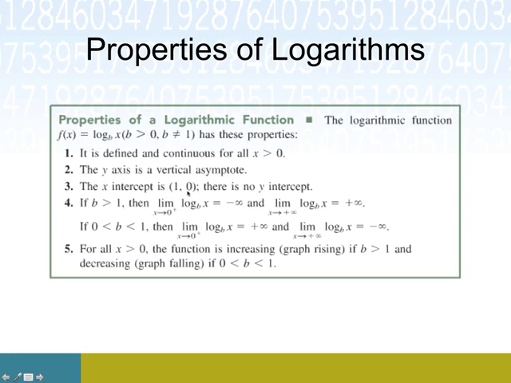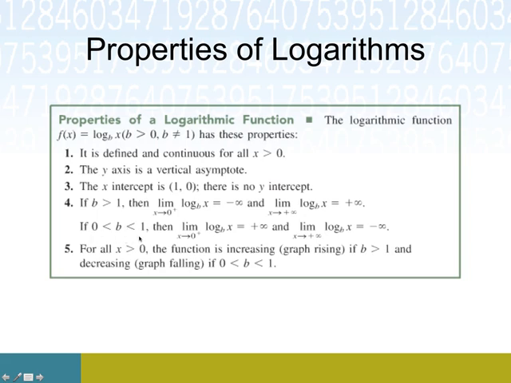The x-intercept is at (1, 0). There's no y-intercept. Remember, no y-intercept because the function isn't defined at x equals 0. And then basically the rest of the limit statements say that if the base is bigger than 1, then as we get close to 0, the graph is just going to plummet. It's going to drop toward negative infinity. And as x gets bigger, we're going to get larger, although this does it in a very slow fashion. So although it is a monotonically increasing function, it's not very fast. Even any lines will eventually overcome this function.